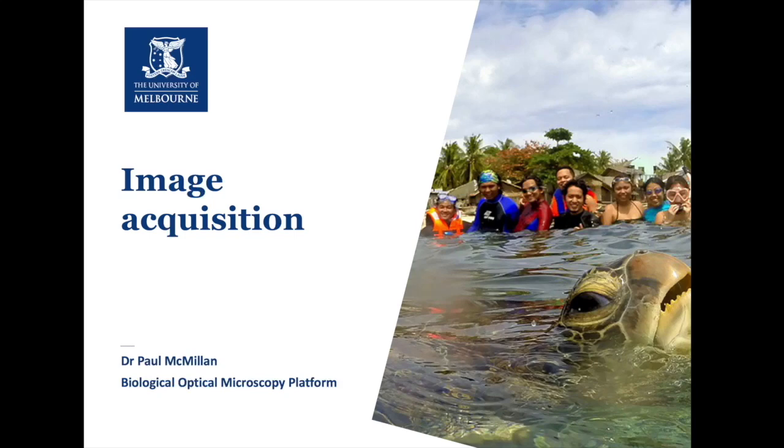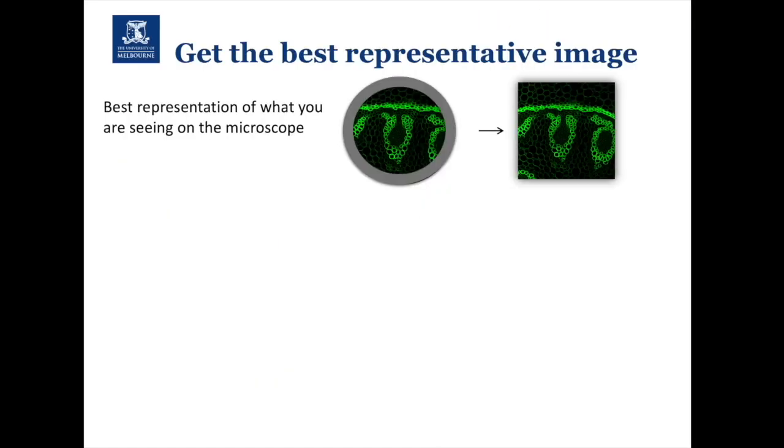We can spend all the time trying to take the most perfect picture and then something comes out of nowhere and ruins it for us. So what are we trying to do when we're generating digital images? What we're trying to do is get the best representation of what we're seeing down the eyepiece in our actual image.